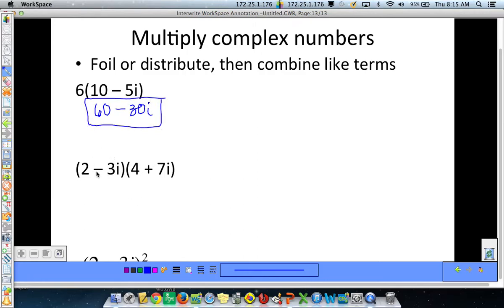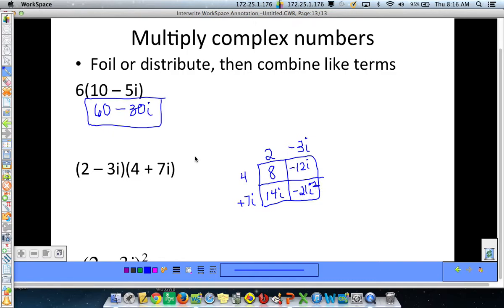Next part, you could either use the FOIL method, first, outer, inner, last terms, or make a box, which I kind of prefer to do. And multiply on the one side, put 2 minus 3i. On the other side of the box, on the outside, put 4 plus 7i. So you're multiplying these two numbers together. So start with 4 times 2, we get 8. 4 times negative 3i is negative 12i. 7i times 2 is 14i. And the last box, 7i times negative 3i is negative 21i squared.